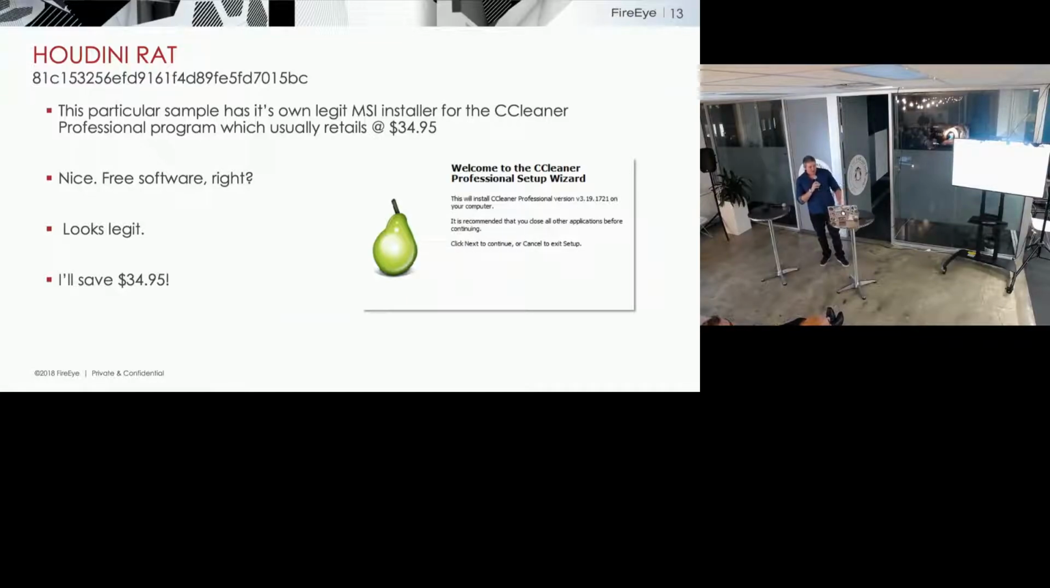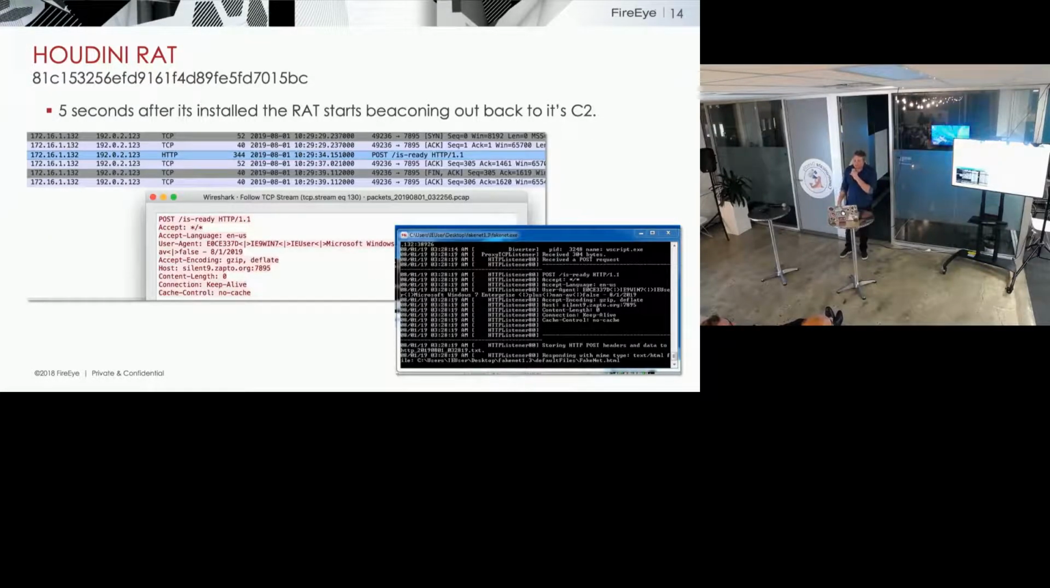And, pirated software, CCCleaner, it's going to make my computer faster. It's going to be awesome. It's free software, and I'll save myself $35, right? Nah. 5 seconds after the thing's installed, it starts beaconing back to its command and control server. That's not good, right? So what exactly happened? Because this is the actual network traffic that you can see here once the install completes.